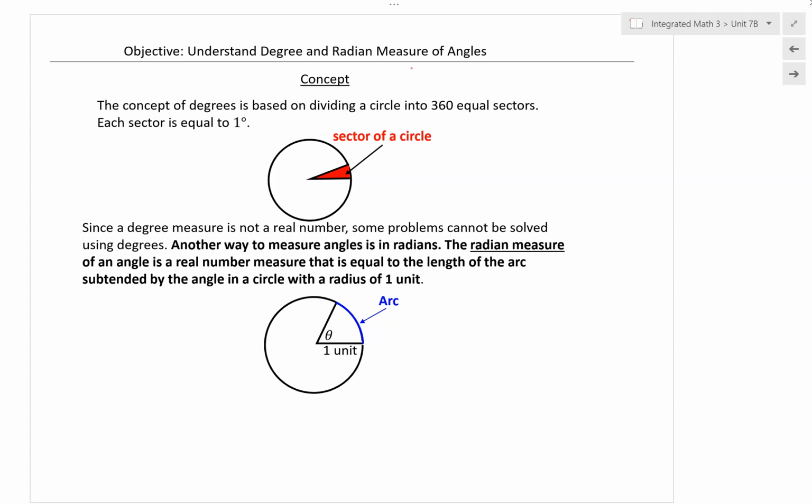Okay, the concept of degrees is based on dividing a circle into 360 equal sectors, and each sector is equal to 1 degree. So that's kind of where degrees come from. But there's a problem with degrees. I can't do calculations with degrees. They're not a real number. So what we have to do is come up with another way to measure an angle. And that is where we come up with radians.